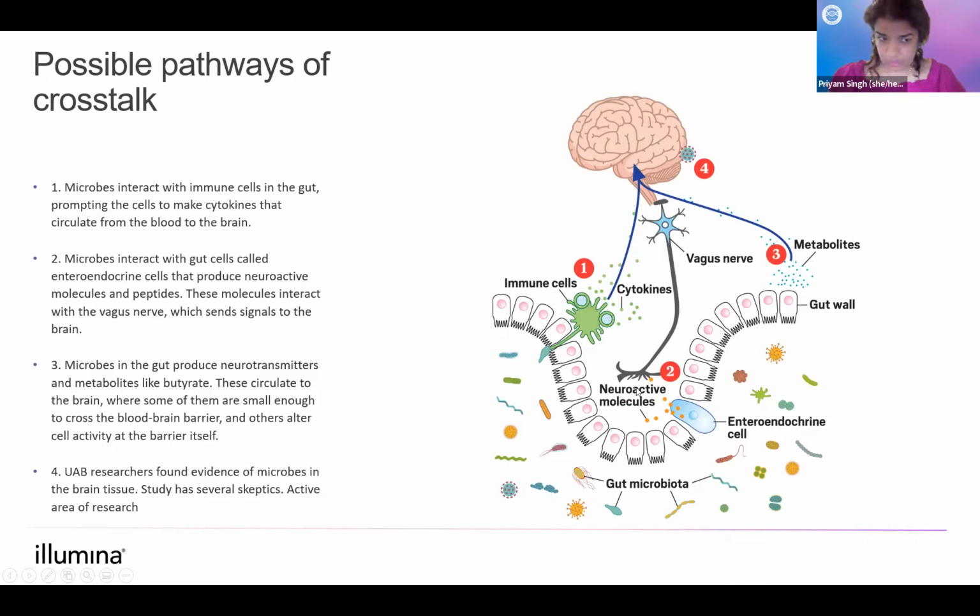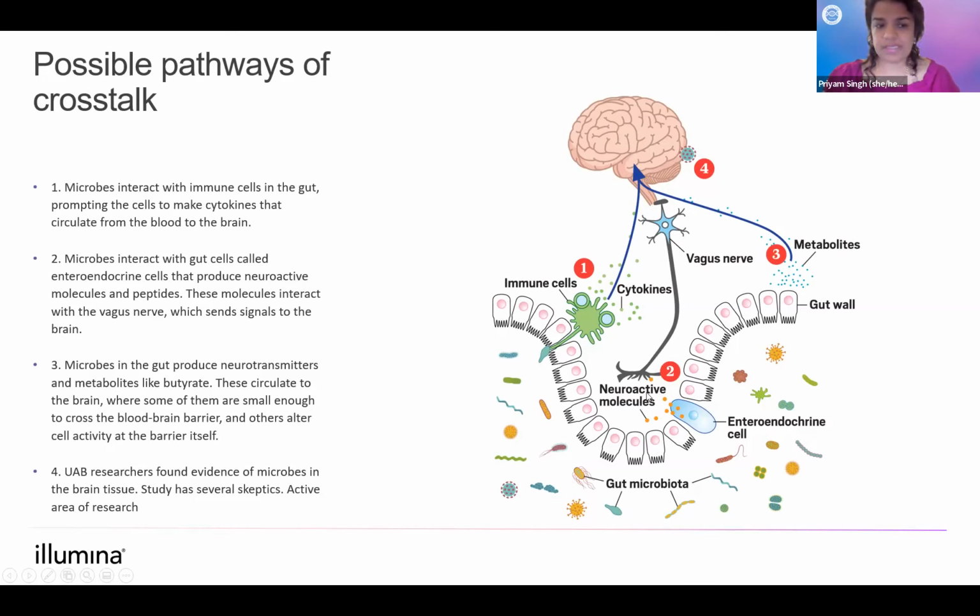The second way is that the microbes interact with gut cells, specifically called endocrine cells. These cells produce neuroactive molecules and peptides, which then interact with the vagus nerve, which sends signals to the brain. The vagus nerve is the biggest nerve in our body. It runs all the way from the brain to every part of the body, and it's really big in the stomach region. One of the ways we think the second brain in your stomach interacts with your main brain up here is through the vagus nerve, and that happens through these neuroactive chemicals.